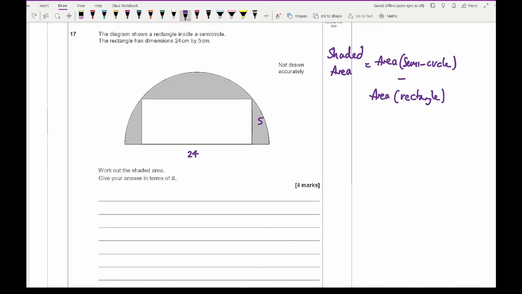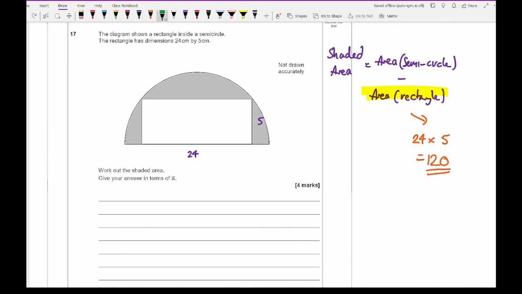So here the area of the rectangle, let me just work that out here. So the area of the rectangle is going to be 24 times 5. Don't know if I wrote 1 there. Well, 24 times 10 will be 240. 5 is half of that, so it's going to equal 120. So then we need to work out the area of the semicircle.